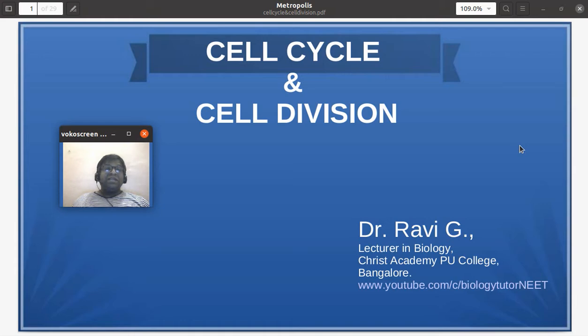The other type of cell division is mitotic cell division, which you notice in the case of the somatic cells. So the mitotic cell division is also called equational cell division.